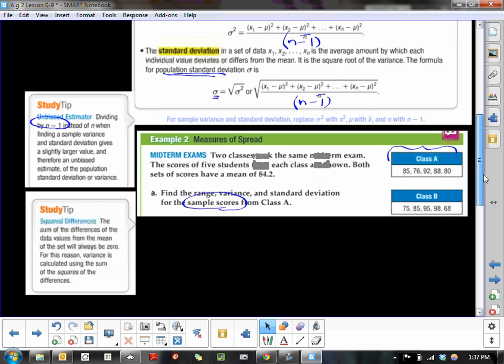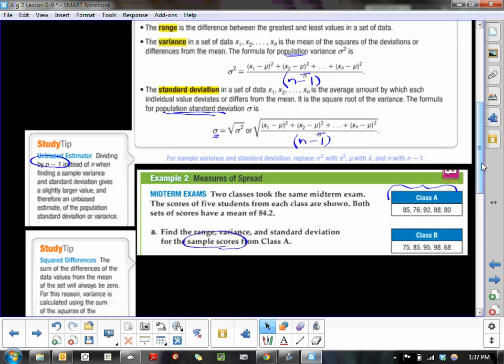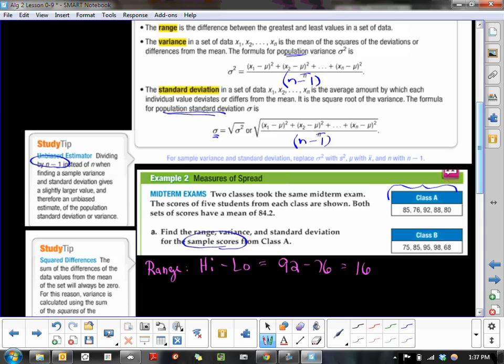So the first one is relatively simple. In order to find the range, to simplify it even further, I take the high score minus the low score in our data set. Our high score is 92, and our low score is 76. You find the difference of the high and the low, it is 16. So the difference between the high and the low in our scores is 16 percentage points.